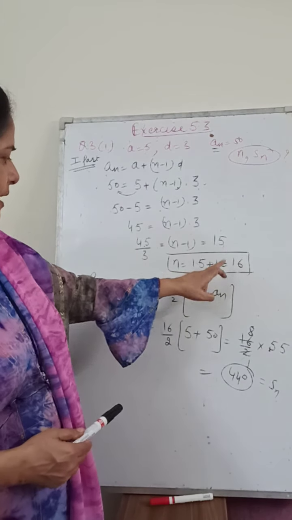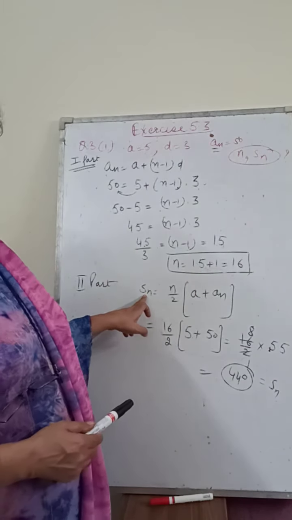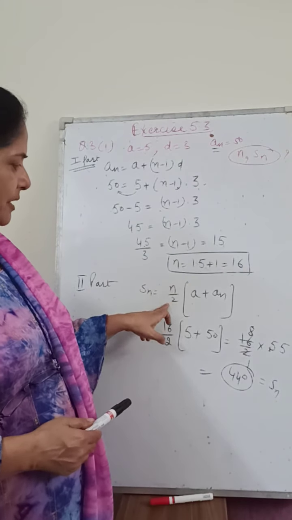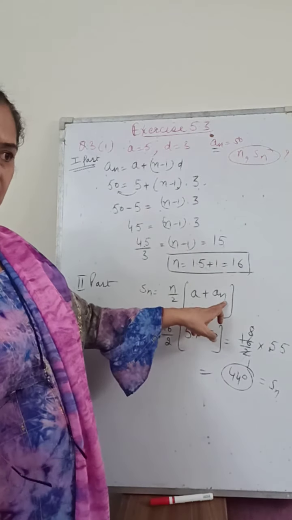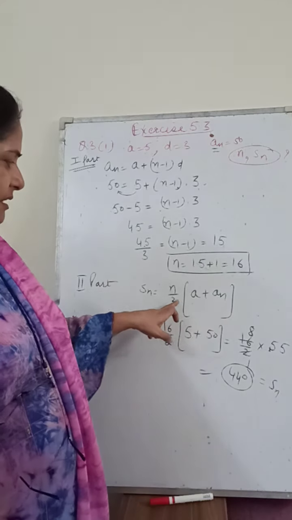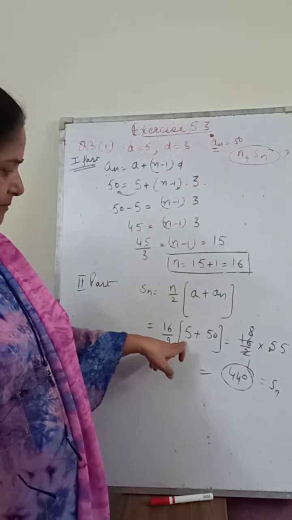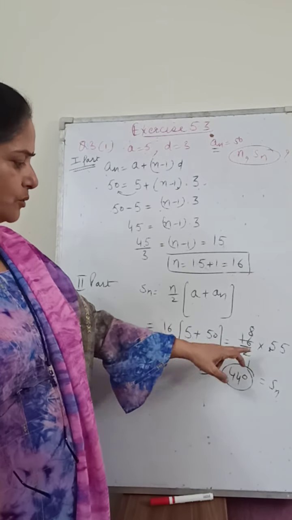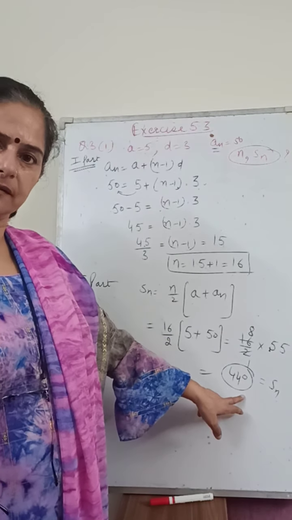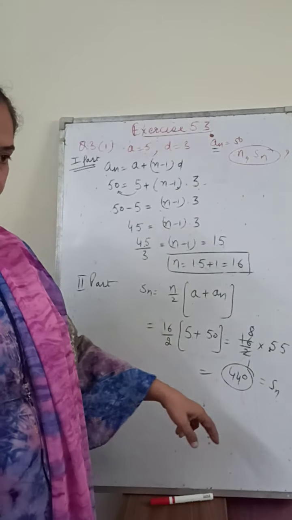Got it? Now n is there, we have to find Sn. Sn is n by 2 into A plus an. N is 16 by 2. A is 5 plus an is 50. Do the calculation and get the answer. Clear all of you?